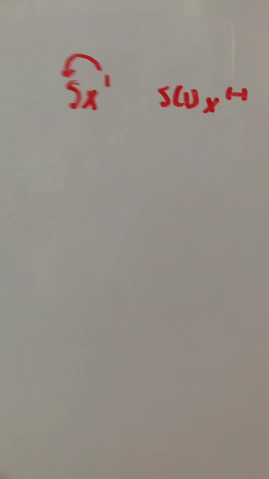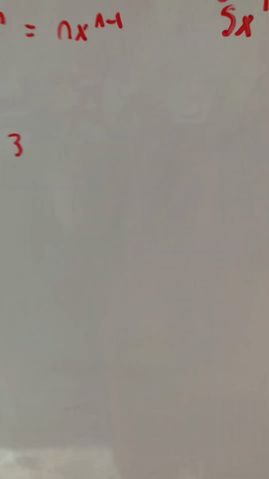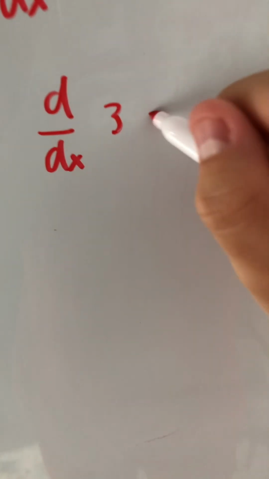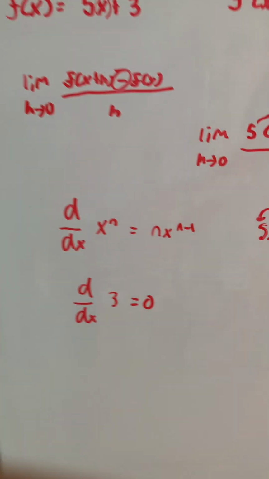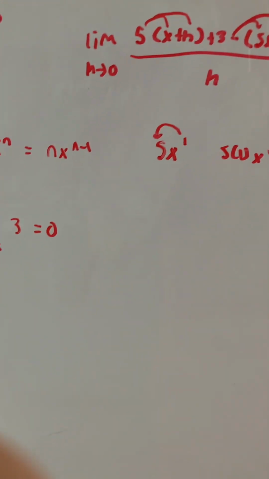Another rule you want to know is that the derivative of a constant like 3, 7, 14 is always going to be 0. So that nullifies the 3. Therefore, that's the reason why the derivative of this expression right here, 5x plus 3, is just 5.